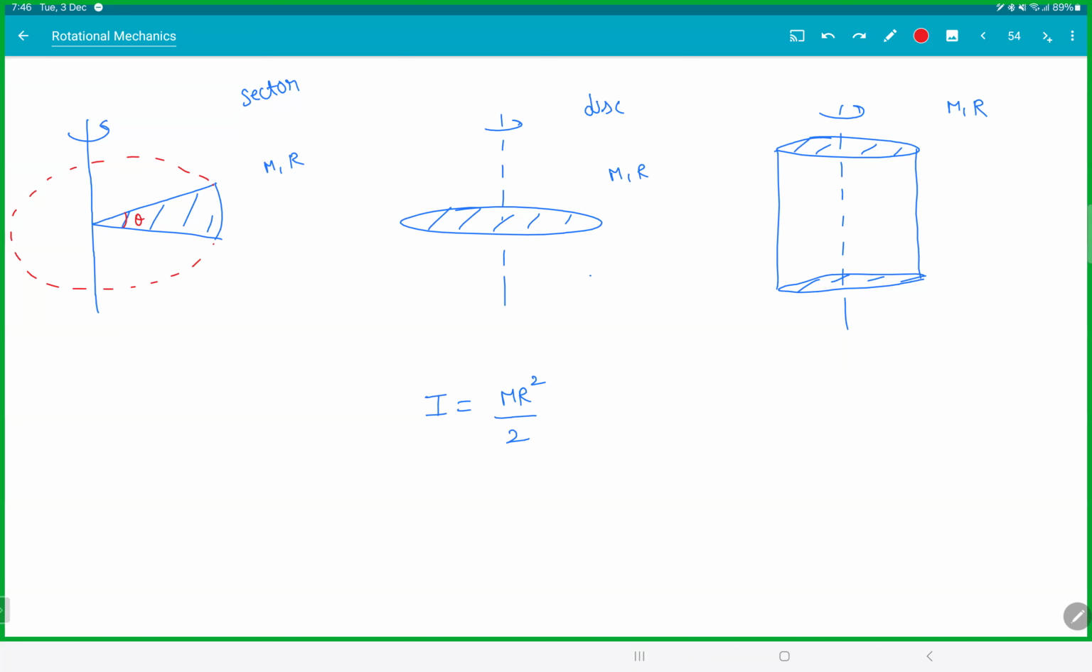Sir, because if we extend the rod like in a circle, then it will be uniform everywhere, and the distance will also become non-uniform for a rod. Okay, let me show you.